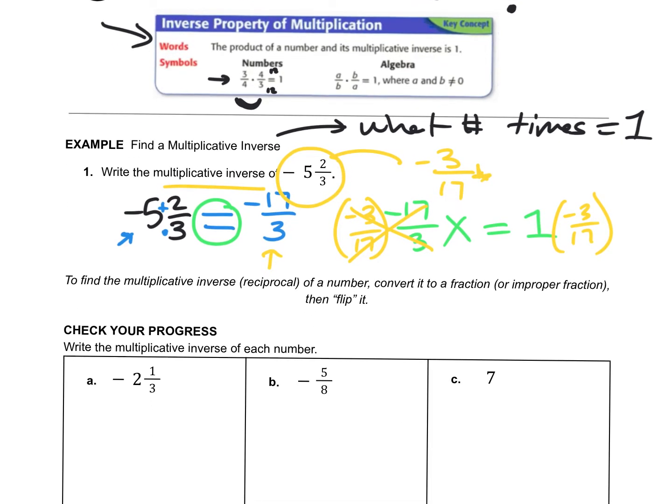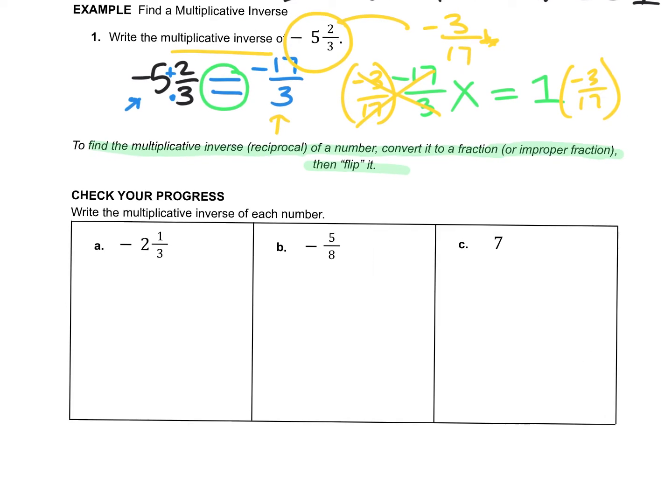So the little tip here is to find the multiplicative inverse or reciprocal of a number. You convert it to a fraction, improper fraction, if you need to, from a mixed number, and then flip it, refliprical. See if you can try, and then pause and come back. So remember, first thing I need to do on this mixed number is change it to an equivalent improper fraction. So here I have -7/3. That's not the answer, that's the equivalent. So I know that -7/3 times -3/7 equals 1 whole. So my reciprocal or multiplicative inverse is -3/7.